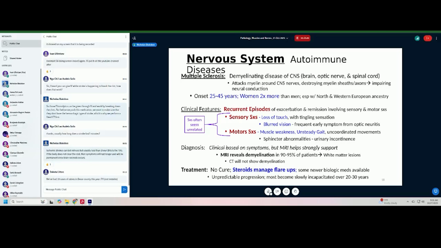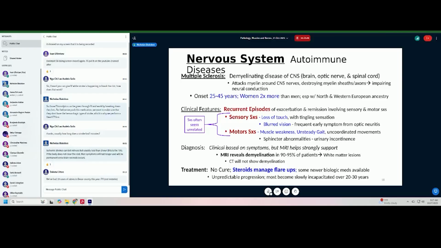On the MRI, it's going to show up as what are called white matter lesions, because the white matter of our brain is where these axons are at. Because they're being damaged, we're going to see these lesions in the white matter of our brain or spinal cord. The spinal cord also has white matter, so that's why they're called white matter lesions. Most patients are going to have this, and this is going to strongly help us support the diagnosis. We can't do a CT because CT is not sensitive enough to pick this up.